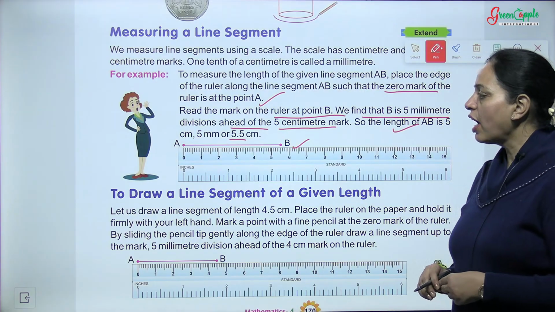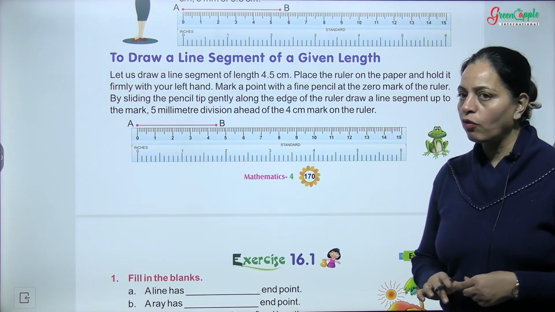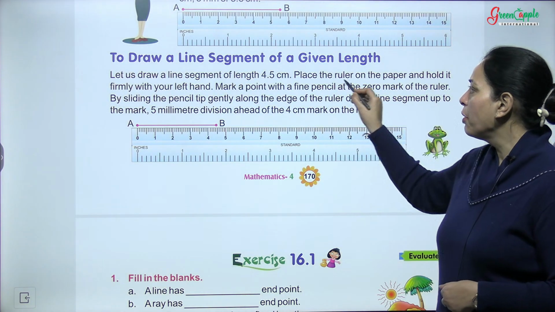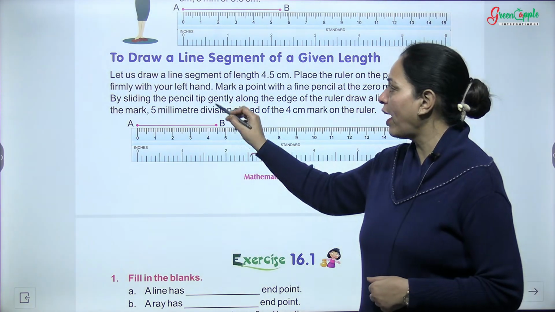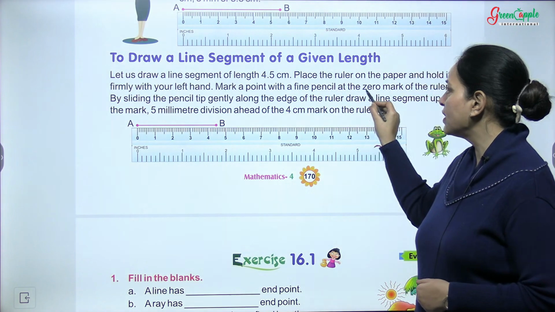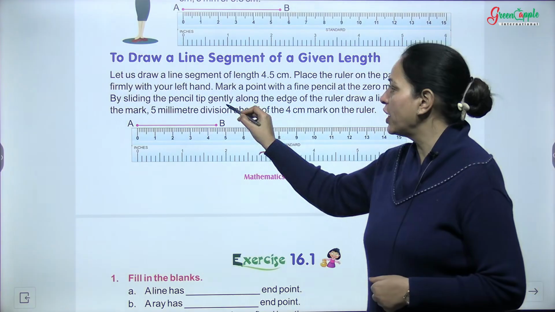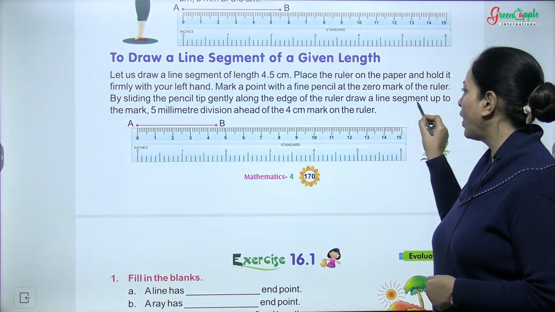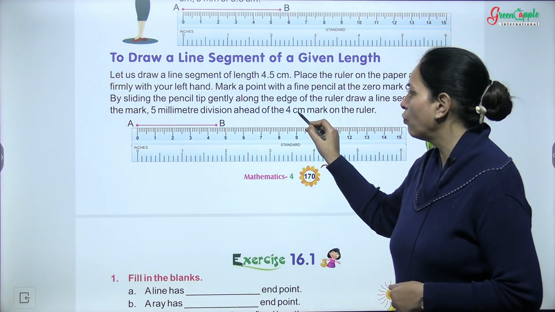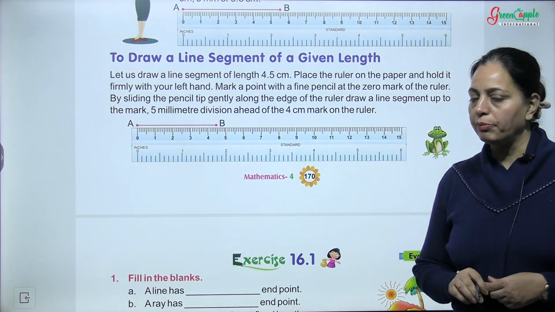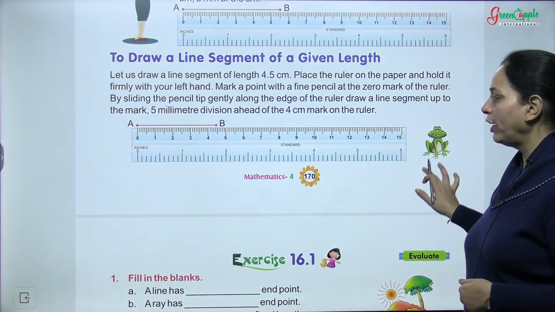It's very clear. Now to draw a line segment of a given length, let us draw a line segment of length 4.5 centimeter. Place the ruler on the paper and hold it firmly with your left hand. Mark a point with a fine pencil at the 0 mark of the ruler. By sliding the pencil tip gently along the edge of the ruler, draw a line segment up to the mark 5 millimeter divisions ahead of the 4 centimeter mark on the ruler, means between 4 and 5. The fifth one, this is showing 4.5.